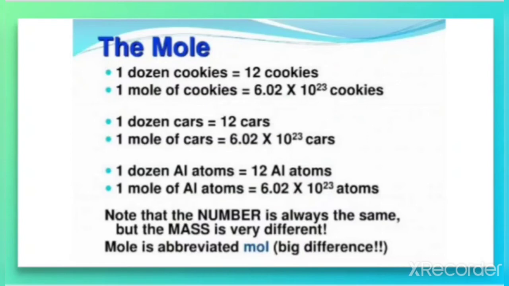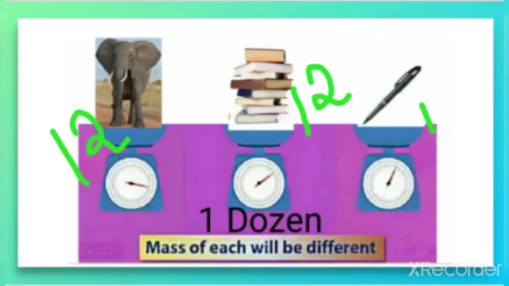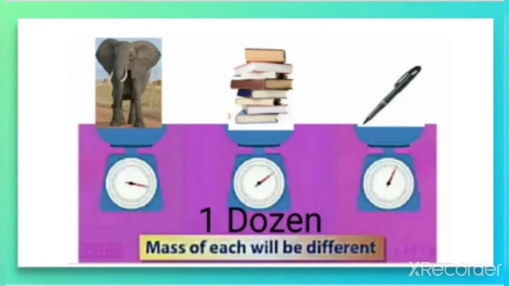Let us do one thing. Find out the mass of 1 dozen elephants, that means 12 elephants. The mass of 1 dozen books, that means 12 books. And the mass of 1 dozen pens, that is 12 pens. Take out the mass and find out whether you will find an equal mass here. Definitely not. The mass of each will be different. So we can say that these are common only in number, but not in mass. That means they are common in number, but they are different in their mass.